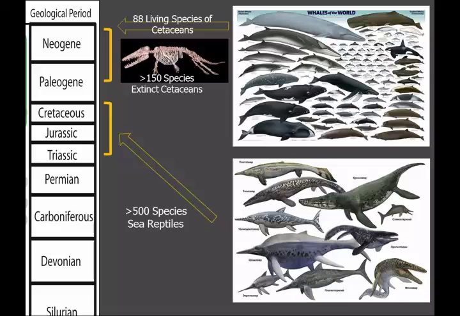So today, this is a picture of all the living cetaceans. Cetaceans are whales, dolphins, and porpoises. Right? Those are all the mammals that live in the sea. There's 88 of them, maybe 89, depending on whose classification you follow. Right? But we know of about 150 species of cetaceans that are fossil species that we know don't exist today.